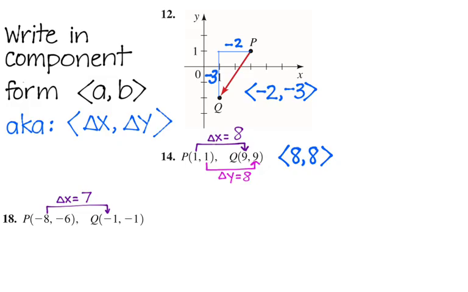For number 18, I go from negative 8 to 7, and that's a change of 15 in x. From negative 6 to negative 1, that's a change of 5, so there's my vector. While they say a, comma, b, I do think of that as the change in x and the change in y.